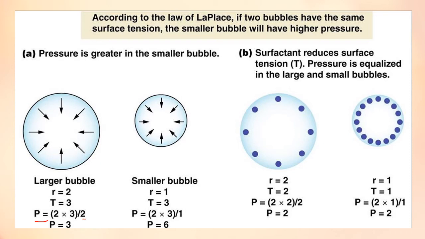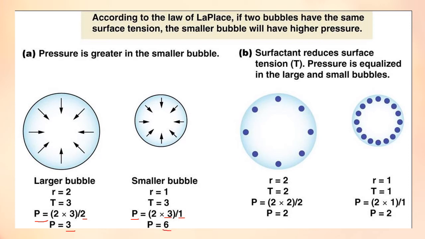2 is the radius, right? So you've got the pressure is 3. And looking at the small bubble, you have a total pressure of 6. And how do we do that? We calculate P is equivalent to 2T, so T here is 3, divided by R. The radius here is 1, and you've got the answer of 6.